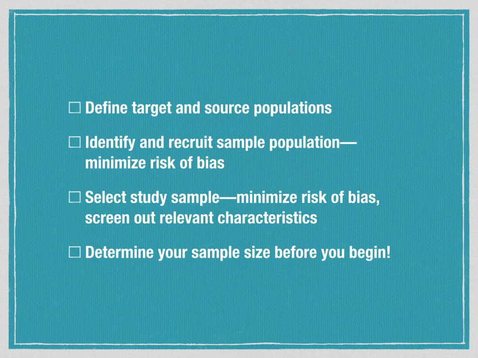To review, sampling involves first defining your target and source populations. That is, whom you're trying to understand, and a subset of this population that you can recruit from. Then you will need to identify, preferably using probability sampling methods, a sample population. While recruiting and selecting your study sample, you must make sure to minimize risk so that you end up with a representative sample. You will also need to screen out relevant characteristics that would introduce extraneous variables that could affect the results that are not your main independent variable, or increase the risk for participants.